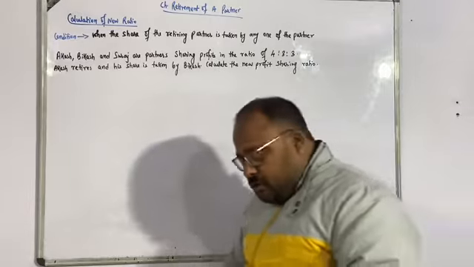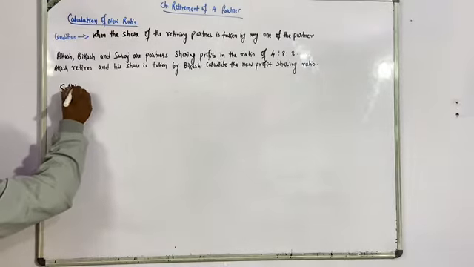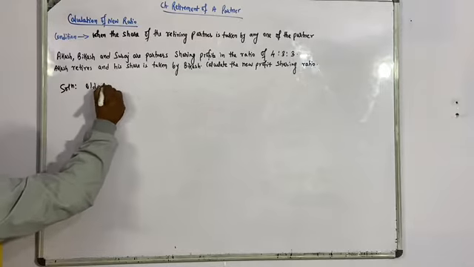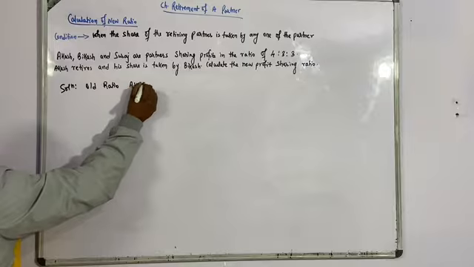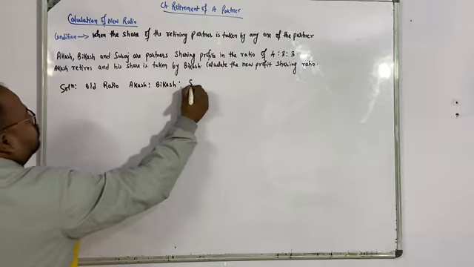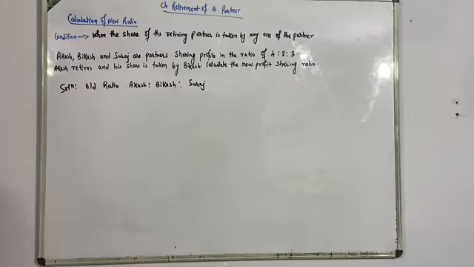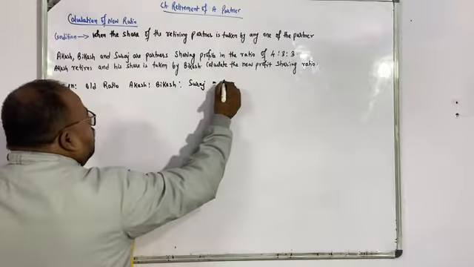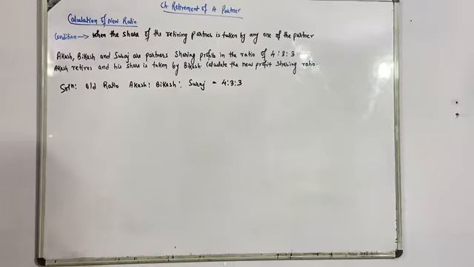So how to proceed? First of all, what you have to write is old ratio. You mentioned the old ratio. So old ratio, Akash is to Vikas is to Suraj. So Akash is to Vikas is to Suraj. Old ratio is given to me, 4:3:3. Now mention who is retiring.